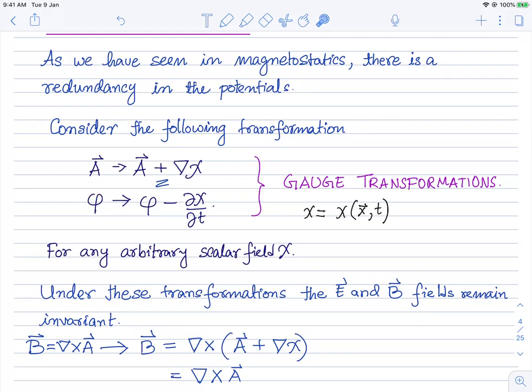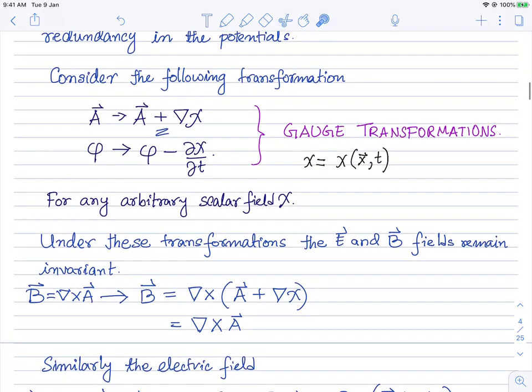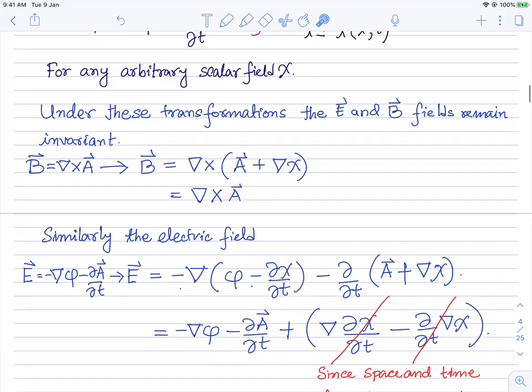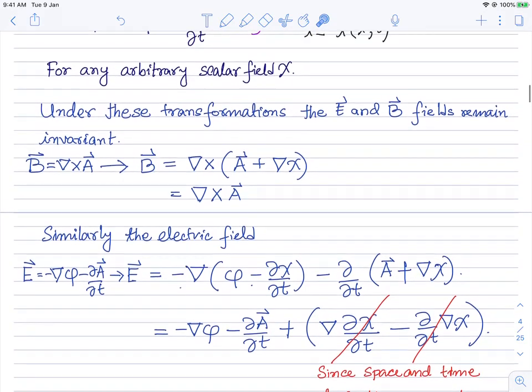And at the same time, if we also change the scalar potential in this way, that we shift the scalar potential by the time derivative of the same chi. This is the same scalar field. There's just one scalar field here, that is chi. So if we do this transformation, then we notice that the electric field and the magnetic field remain invariant under this change.